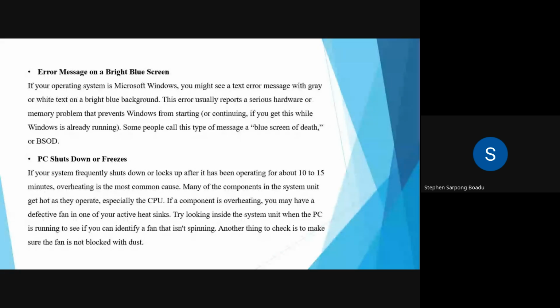Okay, so normally this means that your Windows has encountered a problem. Okay, this usually reports a serious hardware or memory problem that prevents Windows from starting.